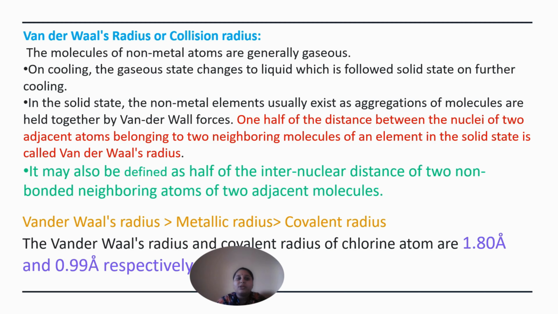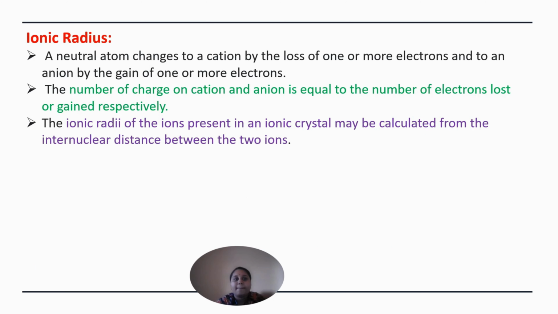It may also be defined as one half of the internuclear distance of two non-bonded neighboring atoms of two adjacent molecules. So van der Waals radius is greater than metallic radius, which is greater than covalent radius. The van der Waals radius and covalent radius of the fluorine atom are 1.80 angstrom and 0.99 angstrom respectively.